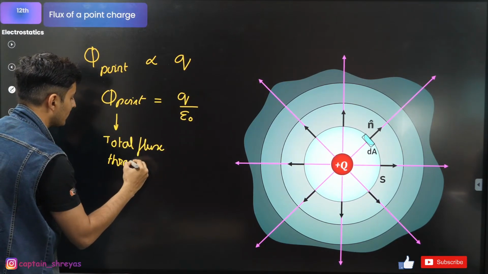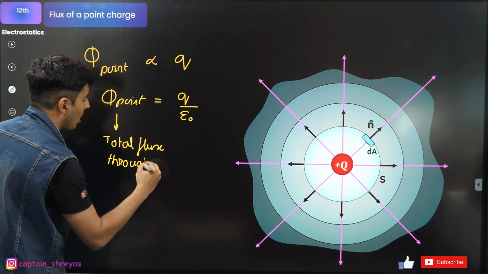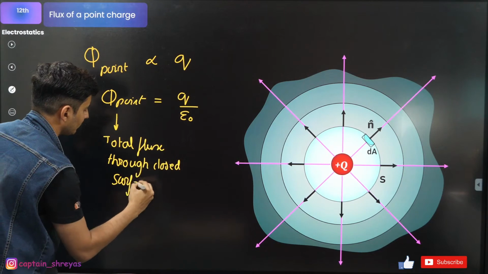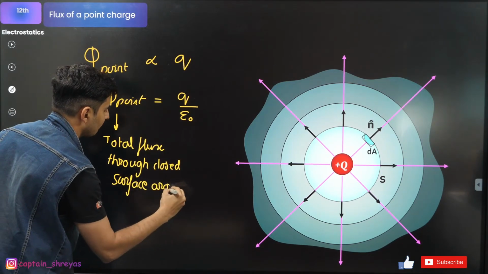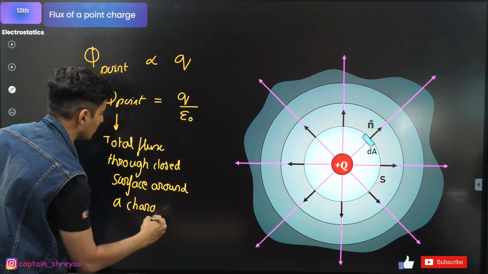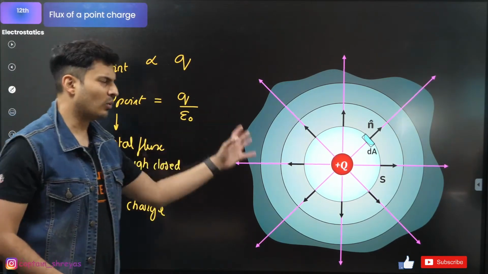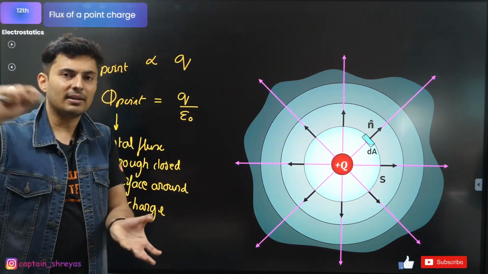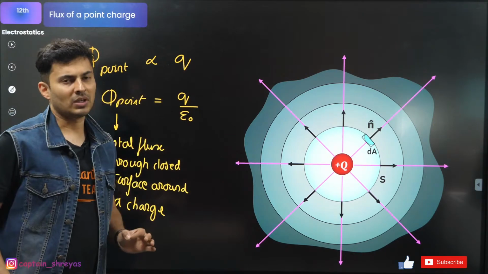through a closed surface around a charge. That's very, very important. It does not matter what the shape or the size is. Always when you take a closed surface, you will see that the total flux will be Q by epsilon naught.